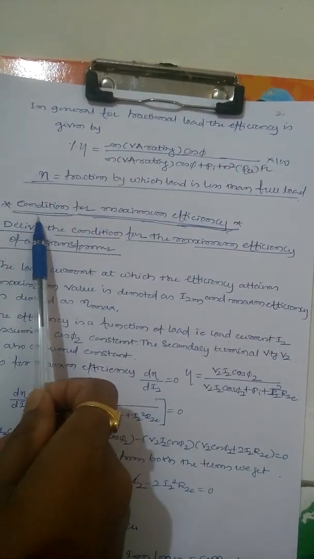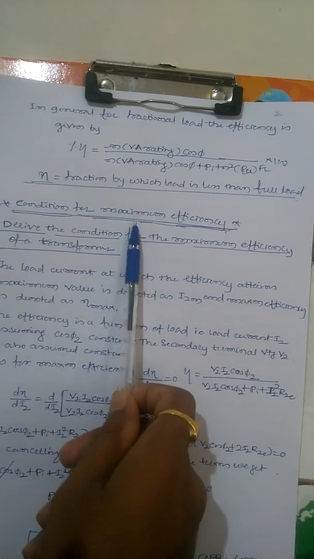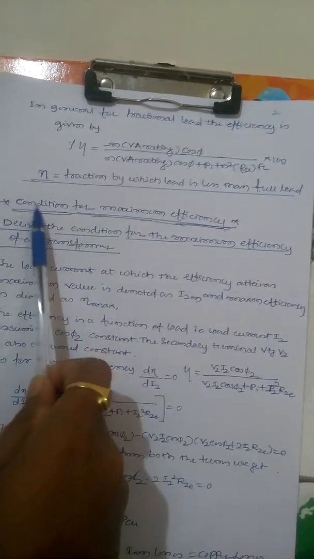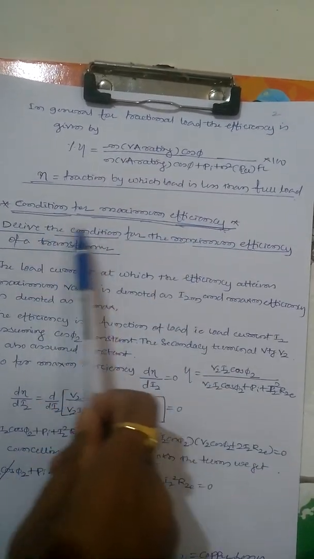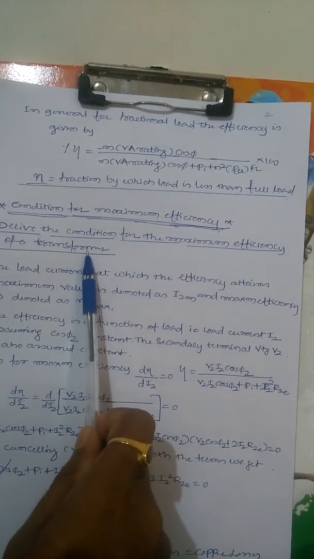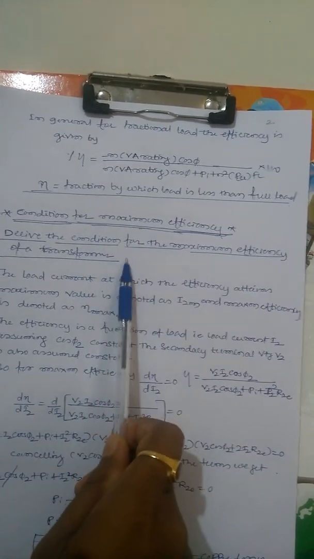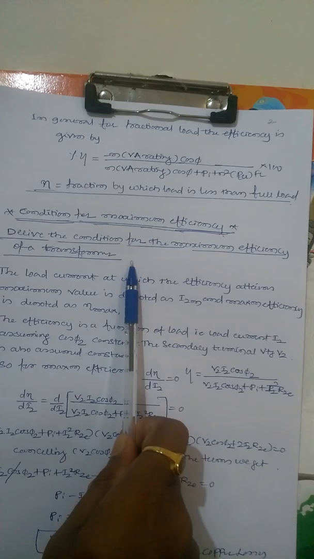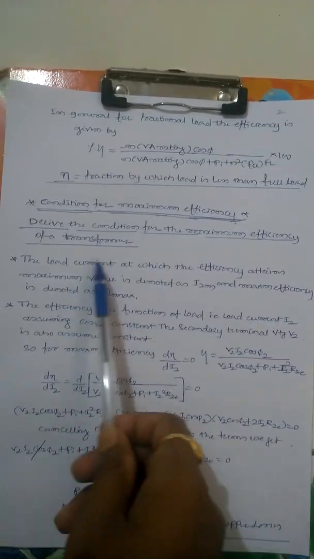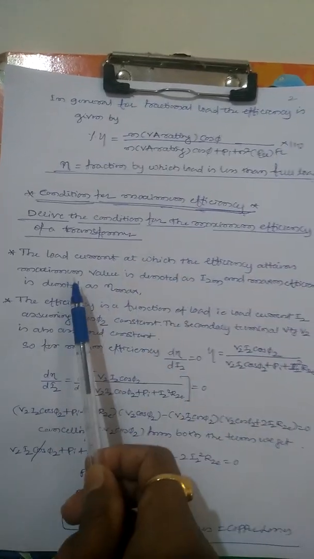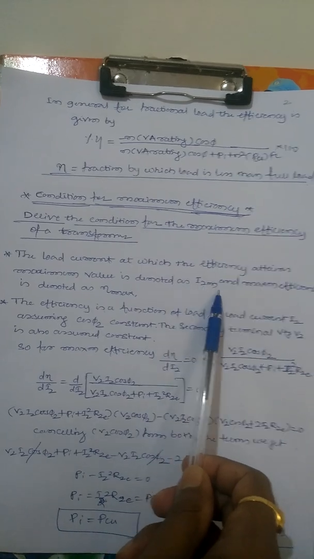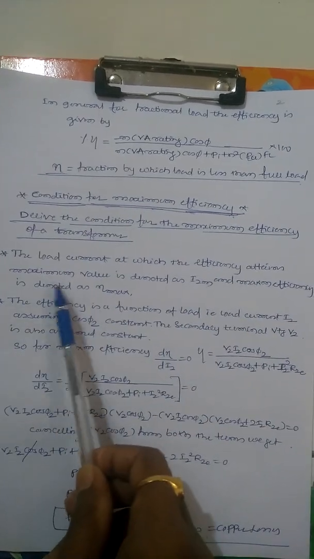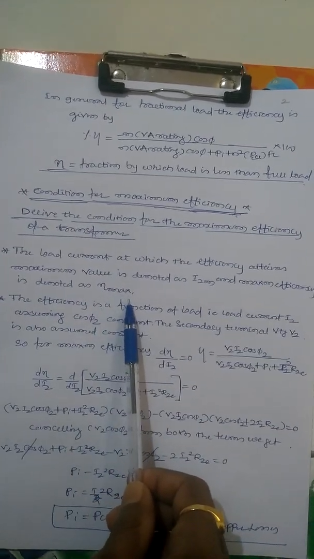The next topic, condition for maximum efficiency. This is very important from the exam point of view. Derive the condition for maximum efficiency of transformer. Finally, you derive that iron loss equals copper loss. How to derive? Using these two losses. The load current at which the efficiency attains a maximum value is denoted by I2M, and maximum efficiency is denoted eta max.